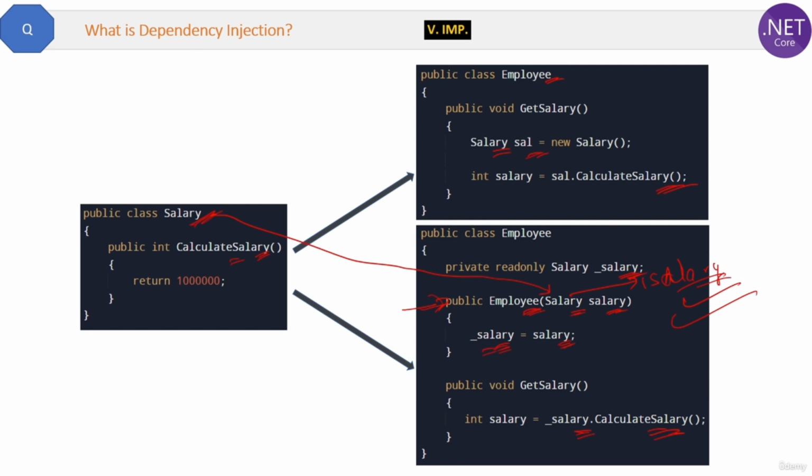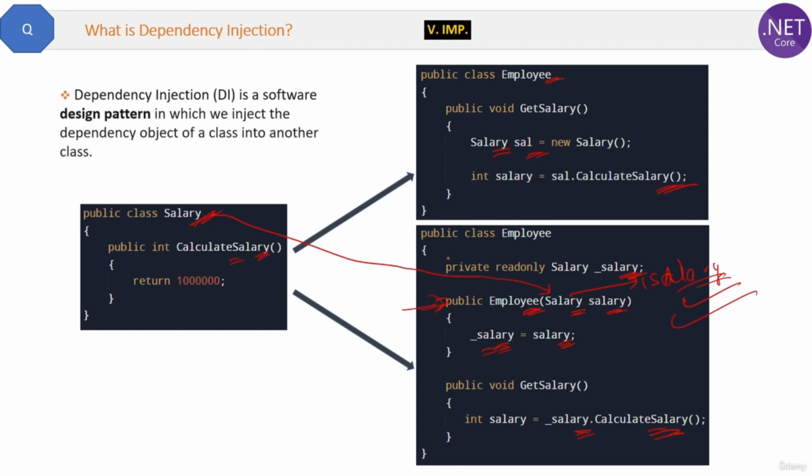But for now, you fully understand this definition. Dependency injection is a software design pattern in which we inject the dependency object of a class into another class. You know what is a dependency object and how it is injected, right? Through the constructor, right? Now this is dependency injection in general, but in .NET Core we will use interfaces, and that I will explain with the advantages in the upcoming question.